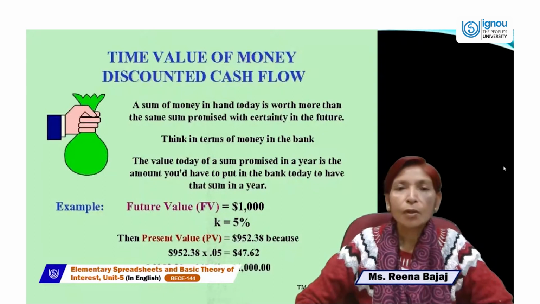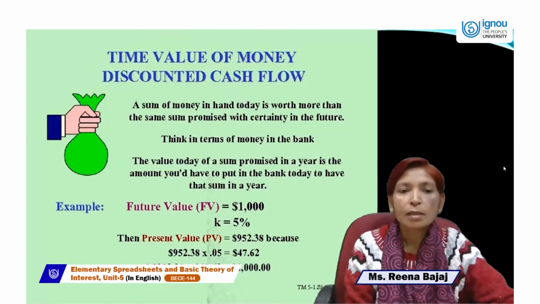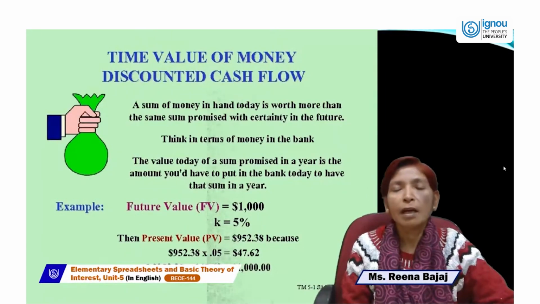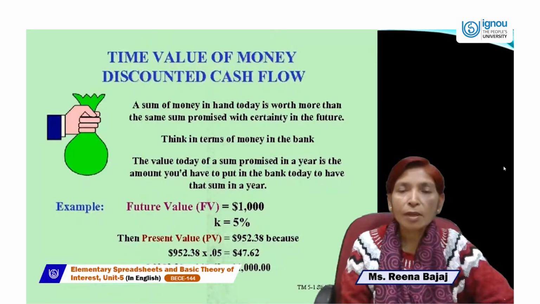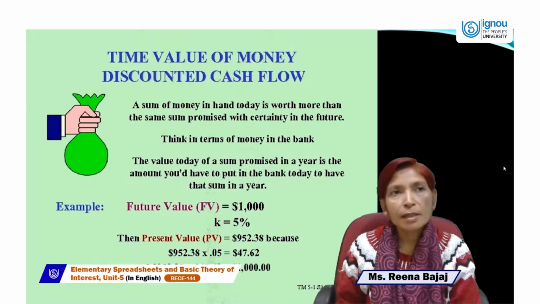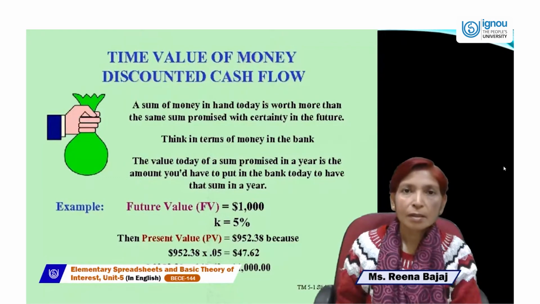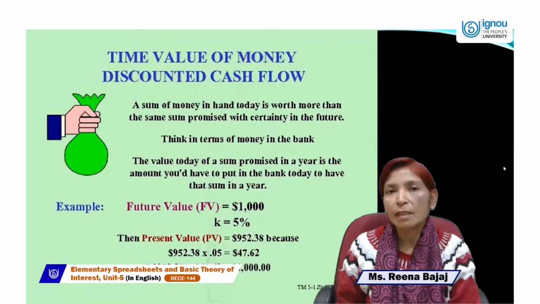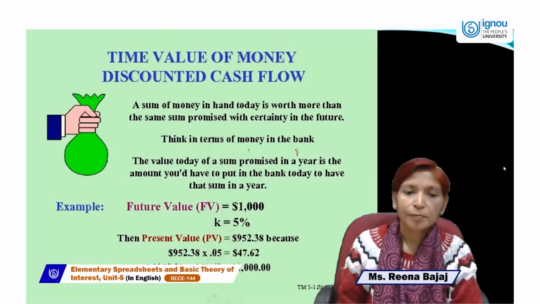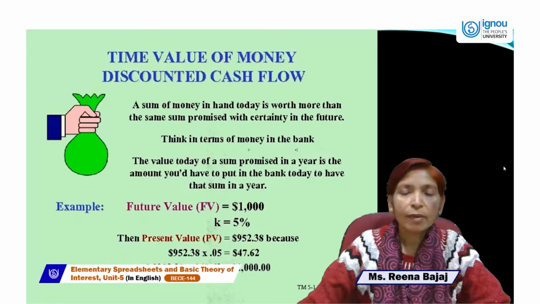So the value today of a sum promised in a year is the amount you had to put in the bank today to have that sum in a year. The future value of money will decrease when inflation exists in the economy, but if we add interest to the present value of the money, then we will get a higher amount of money in future. So the value of money will change over different time periods.